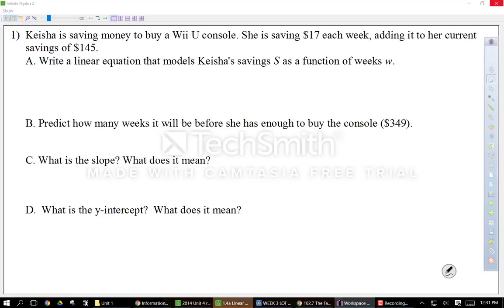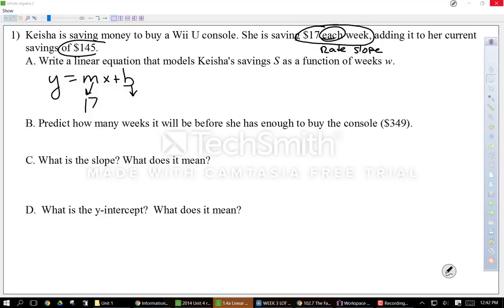So I want to write my equation as y equals mx plus b. I need that and I need that. Well, let's see if the problem gives it to me. So if I look up here, it says $17 each week. Each is a keyword for rate or slope. So we know that our 17 is going to be my m value. Adding it to her current savings of 145. So current savings means that's our initial. That's how much money she has now. So 145 goes in for b.